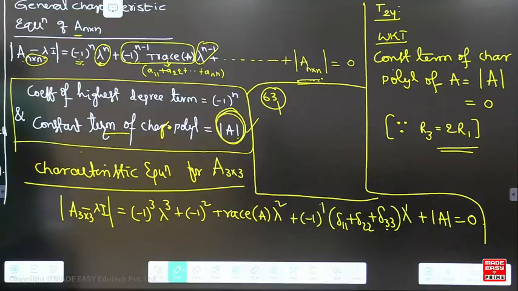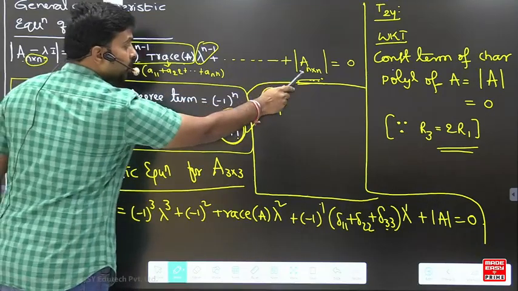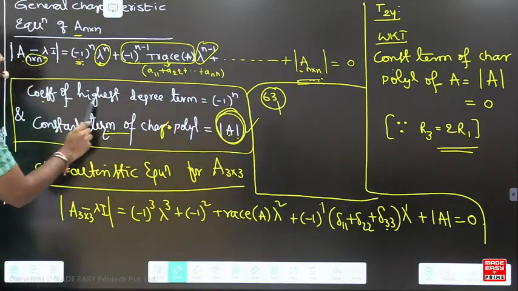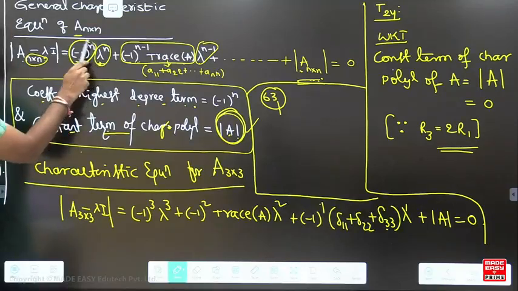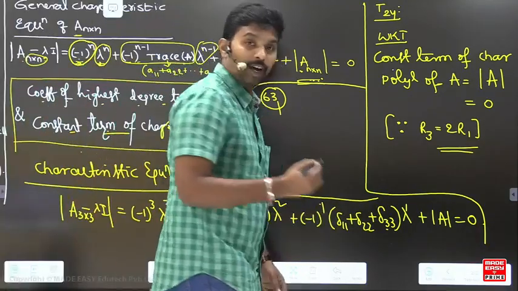But actually, this is not in the standard form. When you take the constant term as the determinant, what should be the coefficient of the highest degree term? The coefficient of the highest degree term must be minus 1 whole power n. But is minus 1 whole power n there? No. So therefore, what do you have to do?